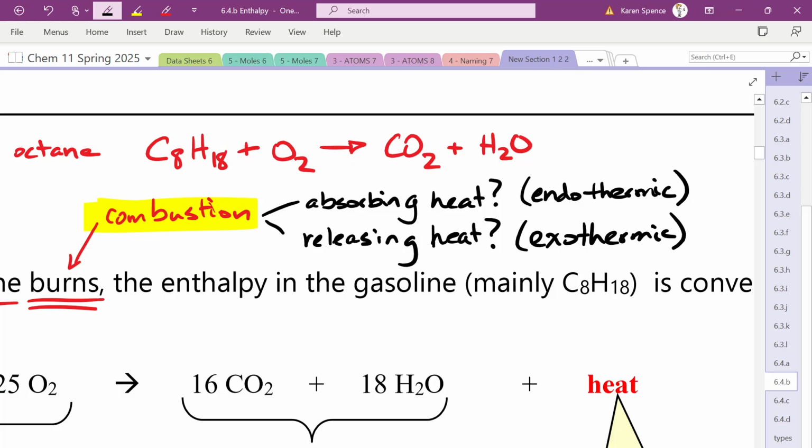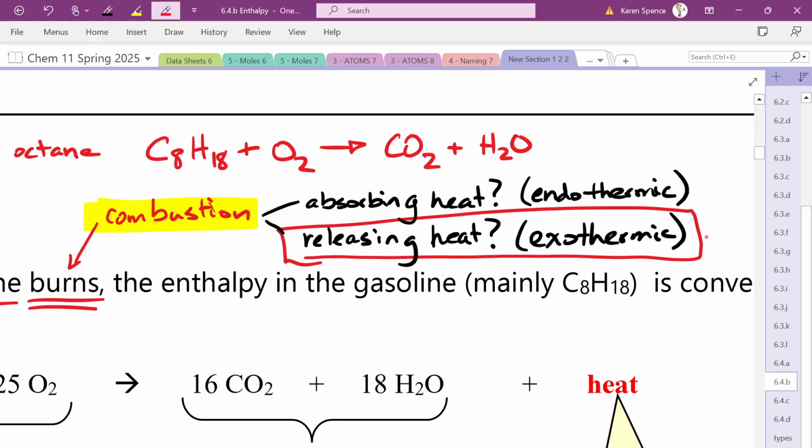Burning. Yes. It's going to release heat. You can feel it come out. If you've got anything burning and you hold your hands up here and say, oh, I feel that heat coming out. So the heat is being released. So combustion is exothermic. So the heat is exiting.